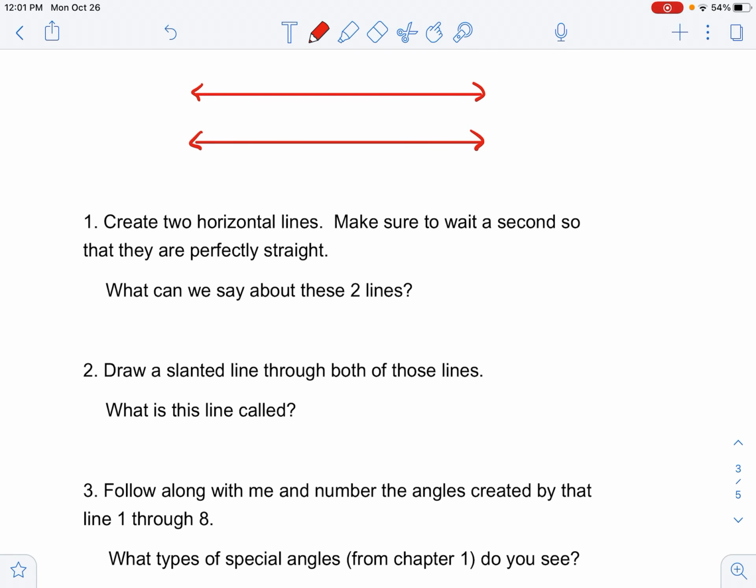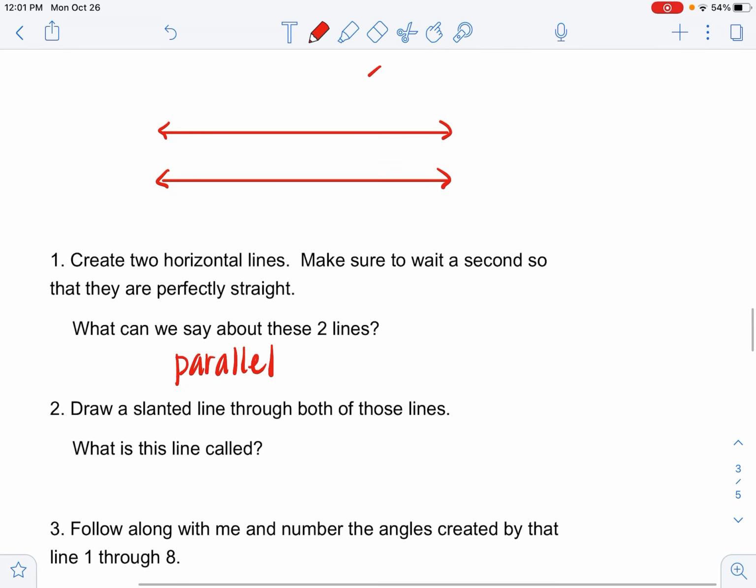What can I say about these two lines? They are parallel. They do not intersect. Draw a slanted line going through both of those lines. So here's my slanted line. What is that line called? Well, it's intersecting two or more lines, so this is called a transversal.